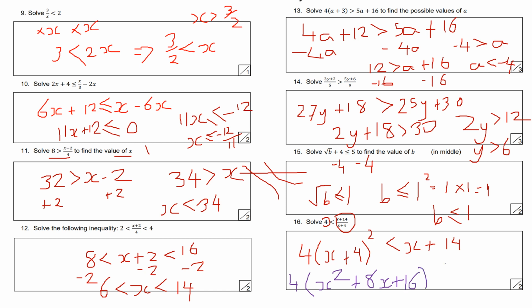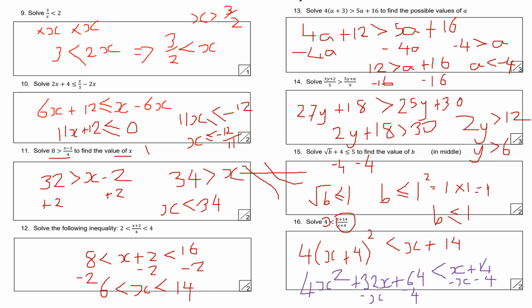That's going to be less than x plus 14. So if I expand that, I'm going to have 4x squared for that one plus 32x plus 64 is less than this. Okay, I'm now going to subtract x on both sides, subtract the 4, and then I've got a quadratic inequality here that I can then solve.